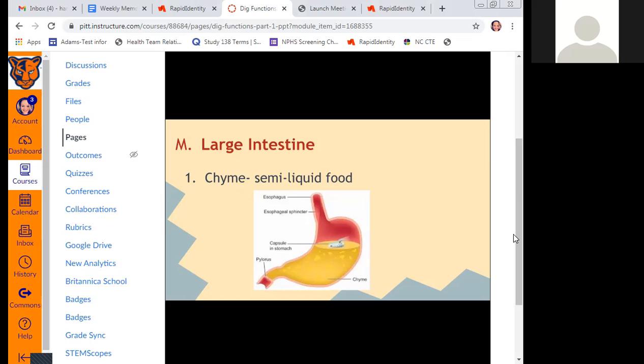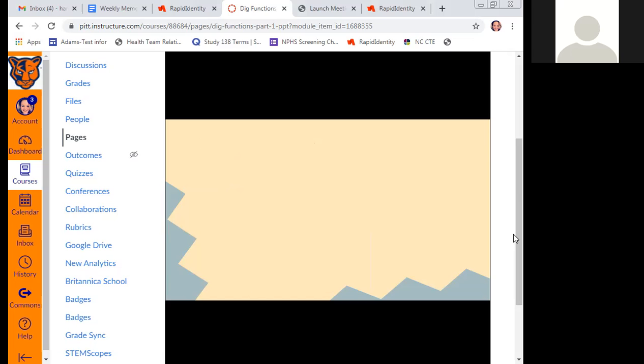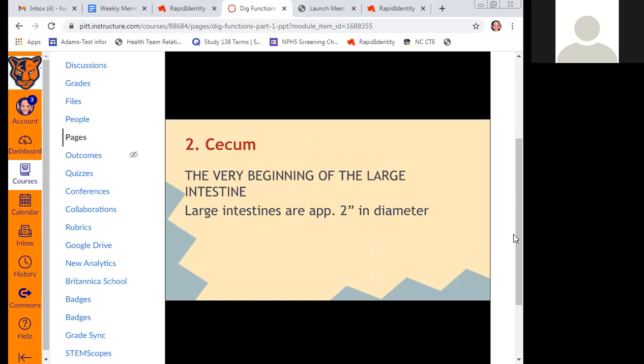Questions, comments, concerns? Okay. So as we move and talk about the large intestine, I don't know why that's blank. The first part of the large intestine is your cecum. So I have put that here as just your little entryway. The cecum is not a sphincter. It's just the lower portion of the large intestine.